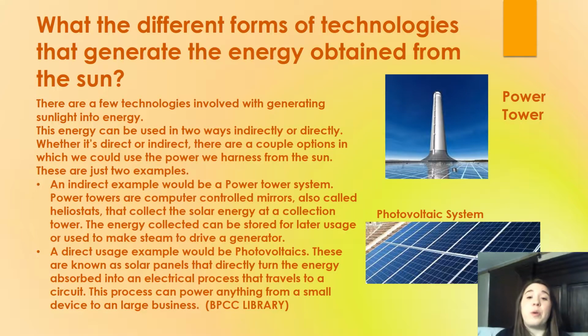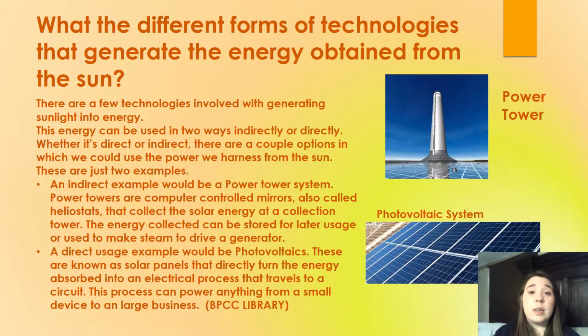Also in chapter 3, we did learn a little bit about solar technologies that generate the energy that we obtain from the sun. We learned about solar panels, power towers, passive and active applications, and so on. I went a little bit further into detail looking up the different types, and the two that I found most interesting were the indirect and direct ways that we actually turn the energy into electricity.